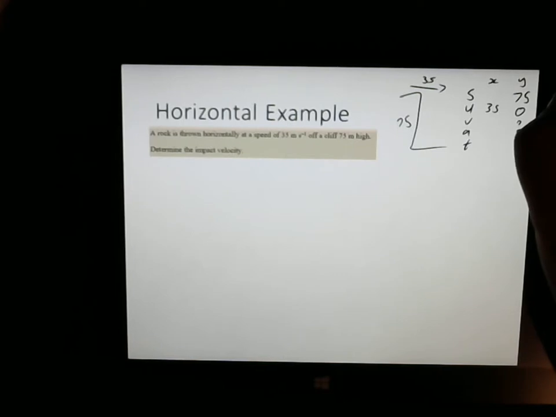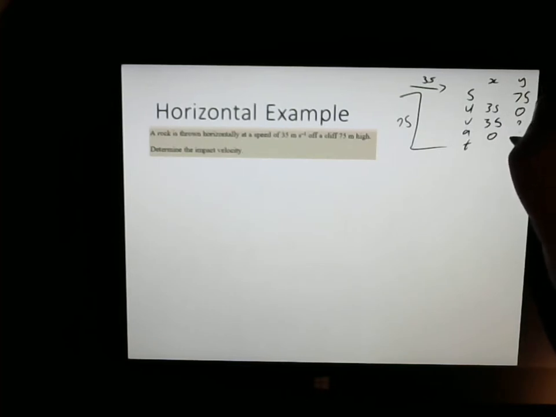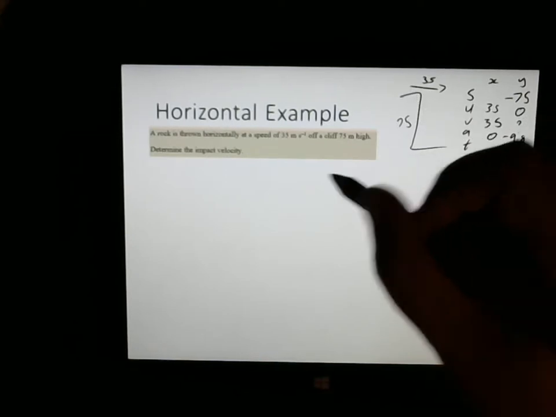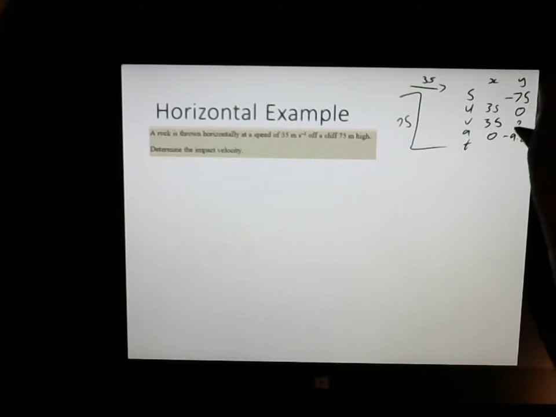We don't know this. We know that this is also equal to 35, because we know that acceleration is equal to 0. We've said that this is positive 75, so if I make this a negative 9.8, I'm going to get a clash somewhere. So I have to make sure that this is negative because it's the same direction. The rock starts here and goes down. And we don't know the time.